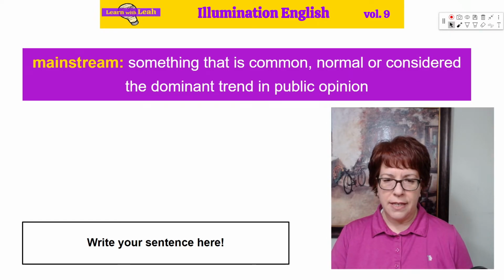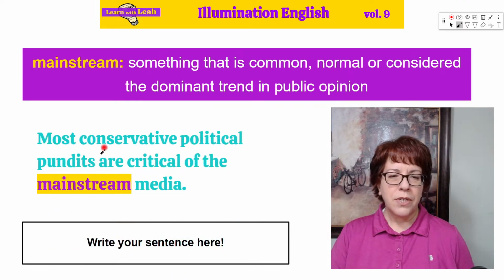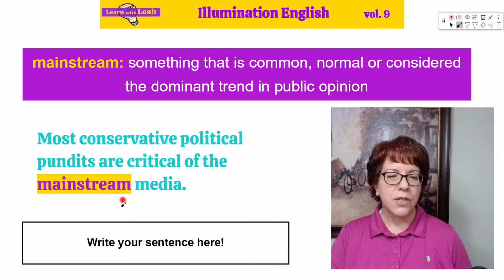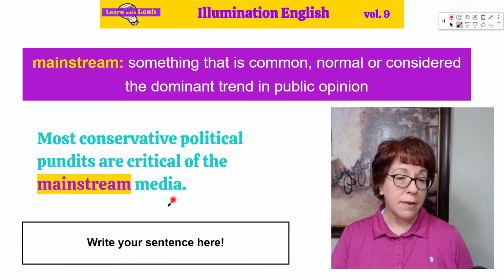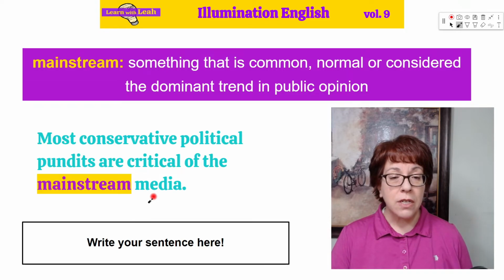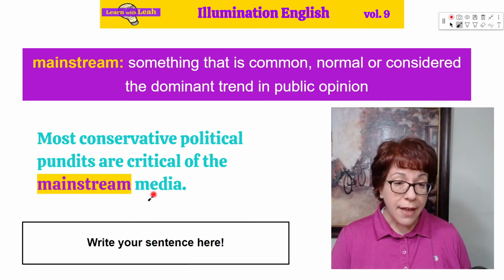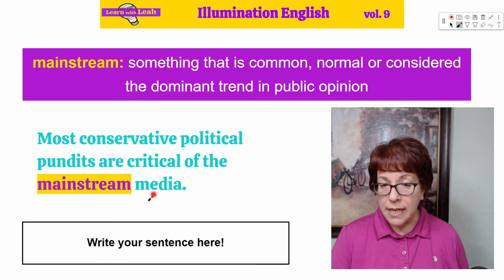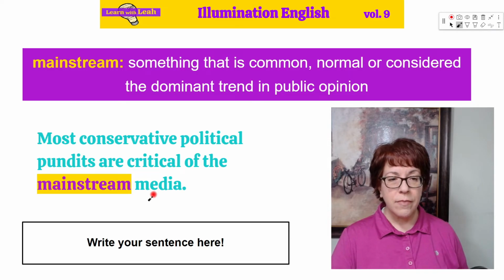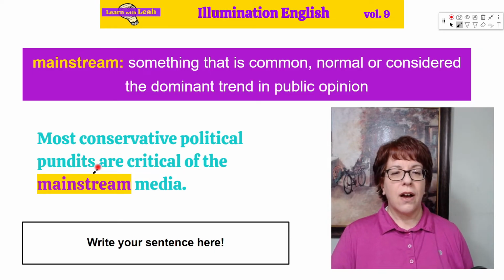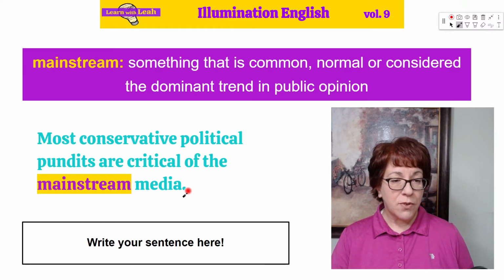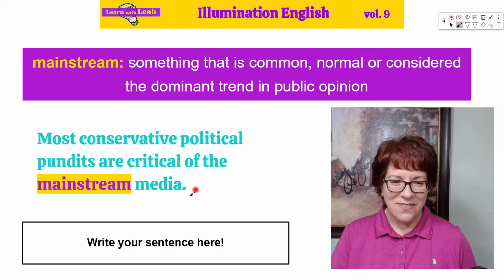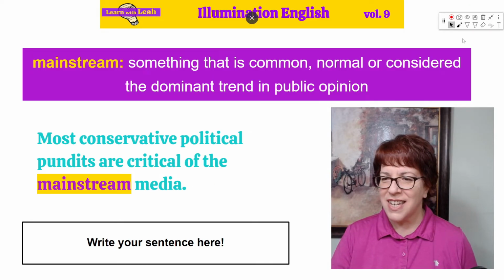All right, let's see how it's used in a sentence. Most conservative political pundits are critical of the mainstream media. Okay, so now we're using mainstream as an adjective to describe media. So this could be television, radio, internet, any kind of printed or electronic media that's used to disseminate information. So conservative political pundits are often critical of this mainstream media. I guess they believe that you can't always believe what you see or hear. All right, so there's that one usage of it. Let's go to our next word.